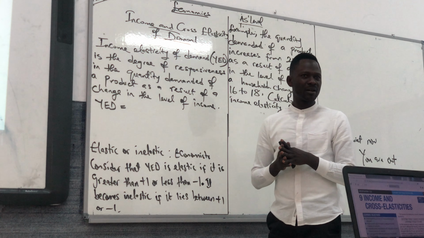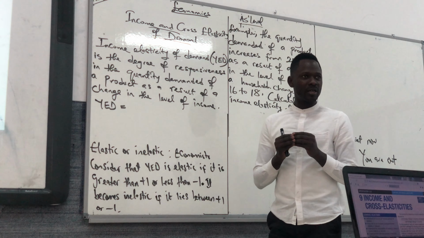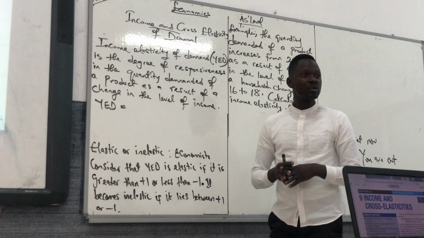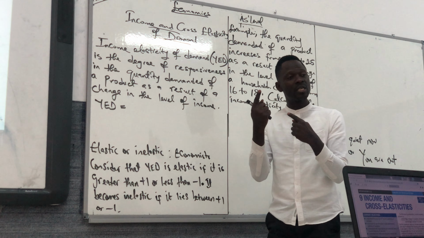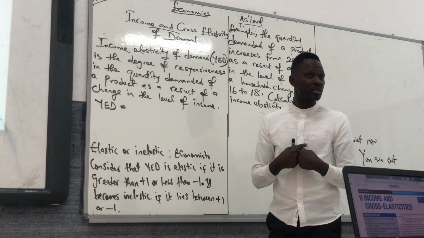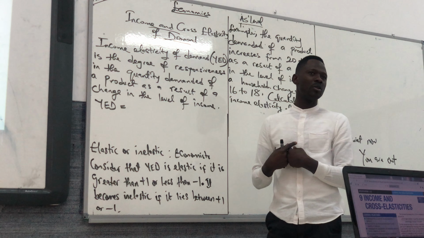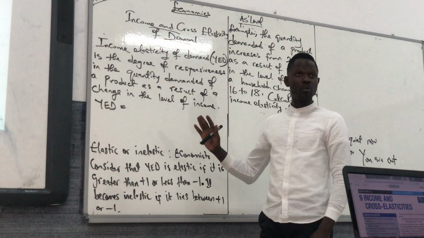Mohammed, are you here? Do you have any question about income? You already know what income is, right? The money you make as an individual. So if the income increases, what happens to the demand for your product? If your income falls, what happens to the demand for your product? That's what we're talking about here.